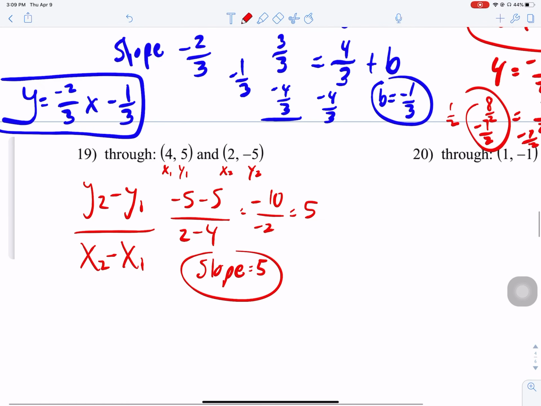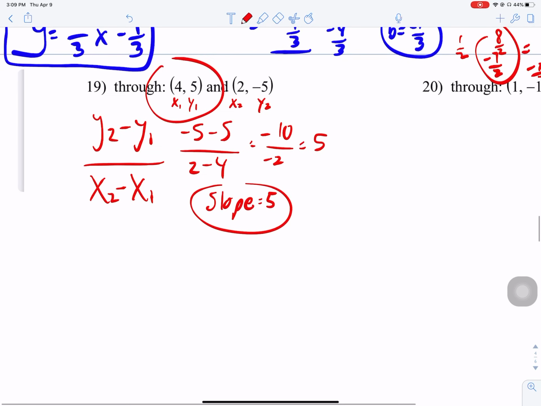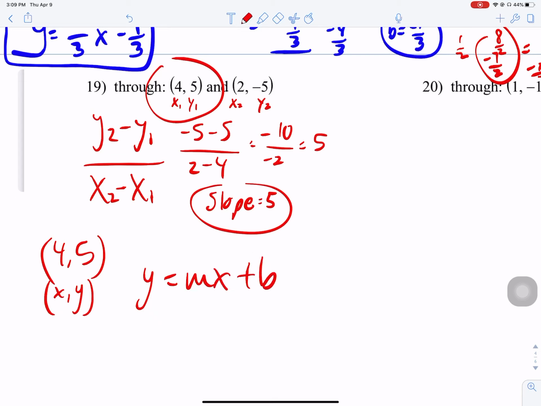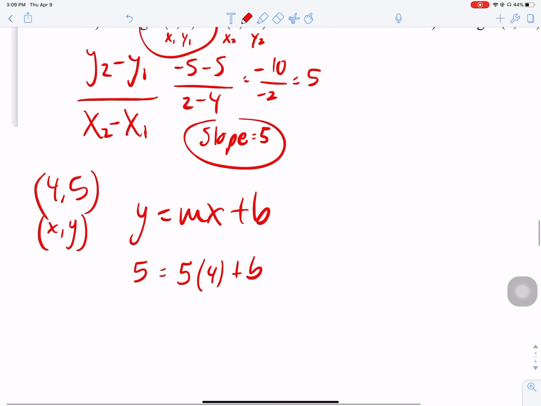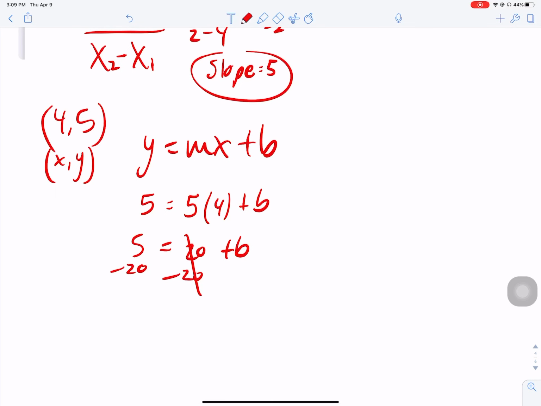But I need my y-intercept now, and I can choose any coordinate I want. So I'll choose 4, 5. And remember, 4, 5 is going to be x, y. In my y equals mx plus b. And my slope is 5. My x is going to be 4. And my y is 5. So I'm just solving. 5 times 4 is 20. And now I'm subtracting. So b equals negative 15.